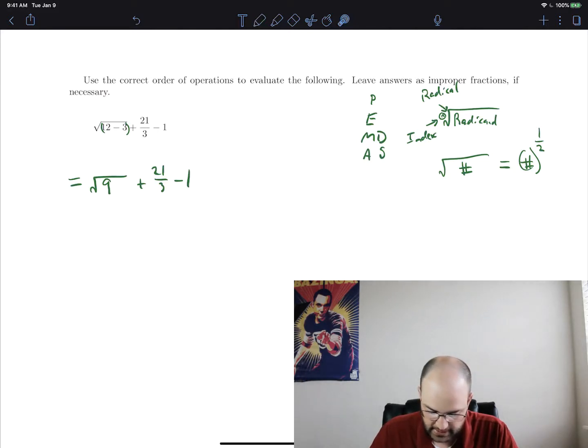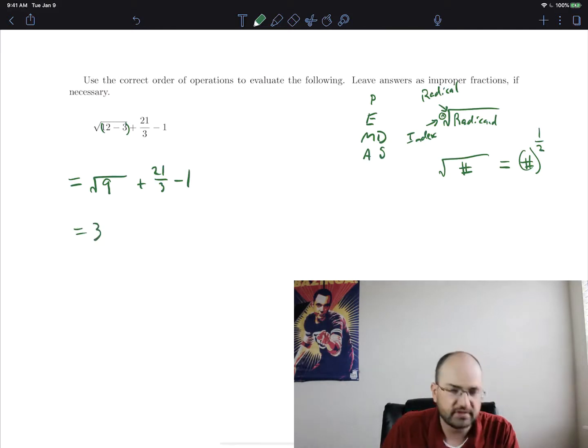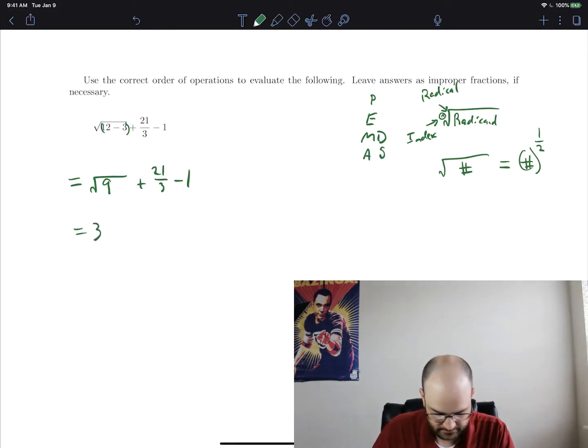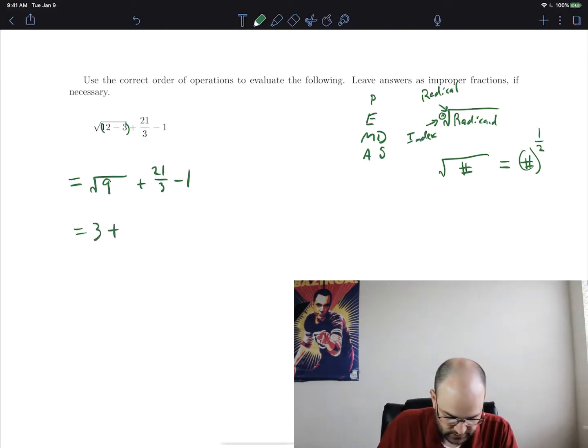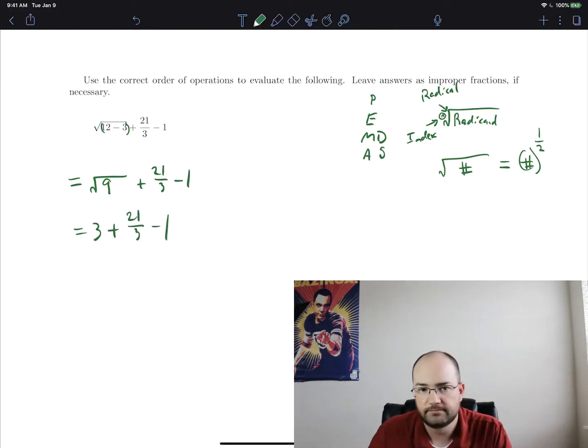Excellent. Now again, we're done with parentheses, so we want to work with exponents. Are there any exponents to work with? And yes, as I just explained, a radical is in fact technically just a fractional exponent. So this radical needs to be evaluated next. The square root of 9 is 3 because 3 squared is 9. So we have 3 plus 21 over 3 minus 1.